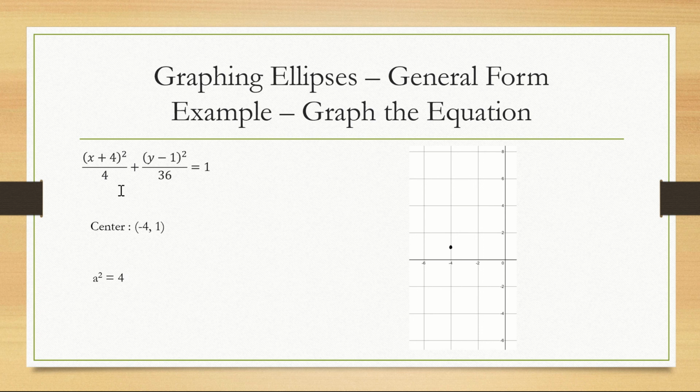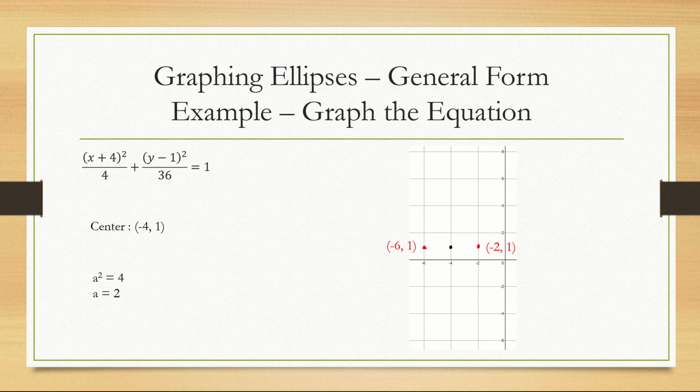We know that since the denominator of the x values is 4, a squared is going to be equal to 4, which means that the a value is 2. So from the center, we go 2 to the right and 2 to the left to get these 2 points. Let's go ahead and plot those. I can get those coordinate points as well.